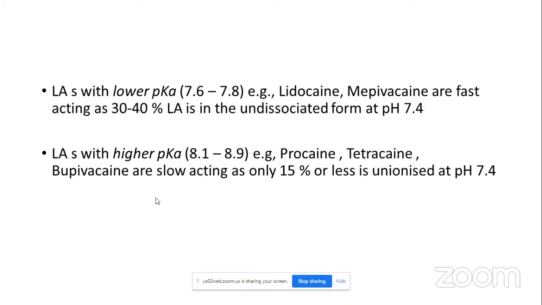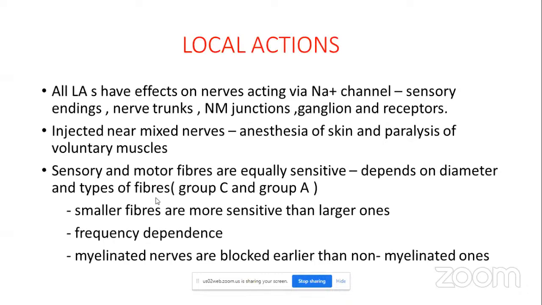What are the local actions of local anesthetics? These have effects on nerves, acting via voltage-gated sodium channels, sensory nerve endings, nerve trunks, neuromuscular junctions, ganglions, and receptors. When injected near mixed nerves, which have both motor and sensory nerves, there is anesthesia of skin and paralysis of the particular muscles. Sensory and motor fibers are equally sensitive, depending on diameter and types of fibers.